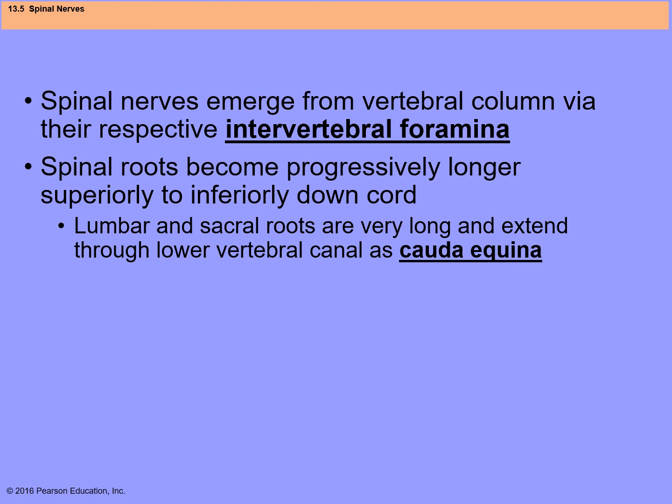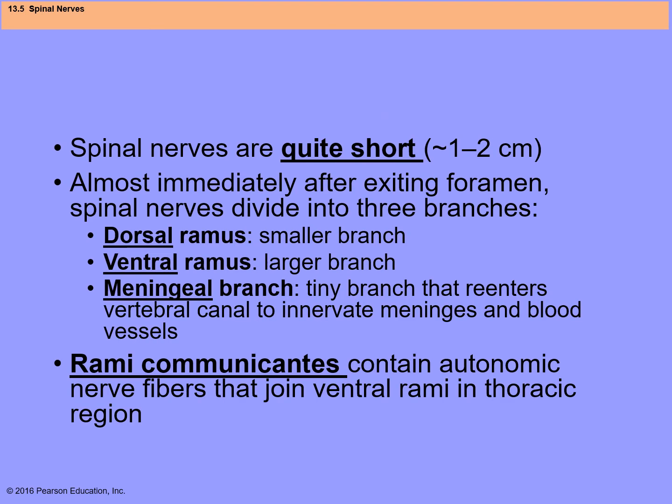So the spinal nerve is going to be coming out of the vertebral column through the intervertebral foramen. The spinal roots become progressively longer, superior to inferior as you go down the cord. So your lumbar and sacral roots are very long. The spinal nerves themselves usually are short. You have different ramus, which are different branches of them.